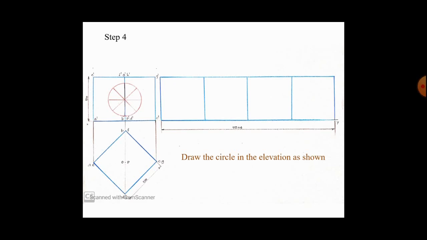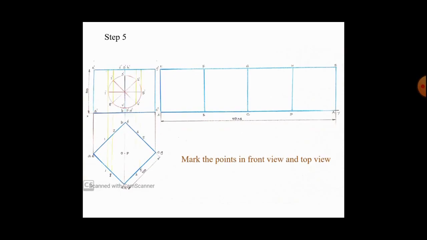Taking it as center, you draw the circle of size 36 mm and divide it into 8 equal parts, as we do in different circle problems. Now you give names to the 8 points: 1, 2, 3, etc. up to 8 for the circle. In order to obtain the corresponding cutting points in the top view, you project downwards. From the point 1 dash, you project downwards, you get the point 1. Similarly, 2 dash and 8 dash, you project downwards, so you get the points 2 and 8. Similarly, 3 and 7, 4 and 6, and 5. So you get all the cutting points in the top view.